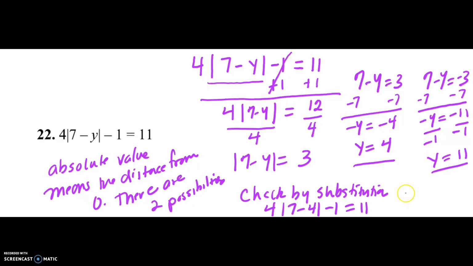Or you have 7 minus 11 minus 1. So we have 4 times the absolute value of 7 minus 11, which is negative 3, minus 1. And we know that the absolute value of negative 3 is 3. 3 times 4 is 12. 12 minus 1 is equal to 11. So they both check.